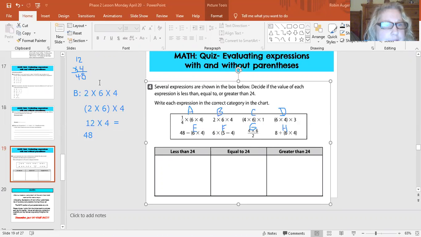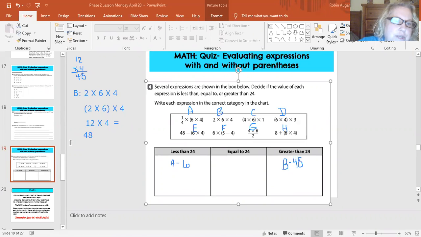Oh, wait a minute. So A, we found out, was 6. So letter A goes in the less than 24 box, right? So let's put that in there right now. Forgot to do that. Okay, so A goes in here because it was 6. And B is 48, so it goes in this box. Okay, now we're ready to do C.